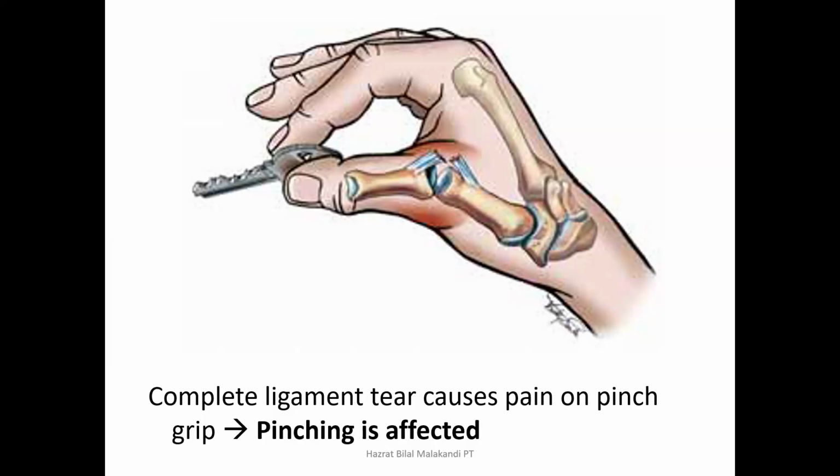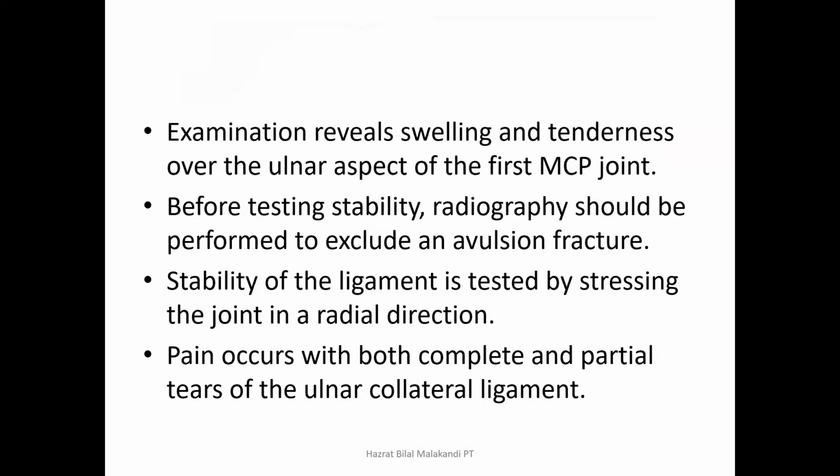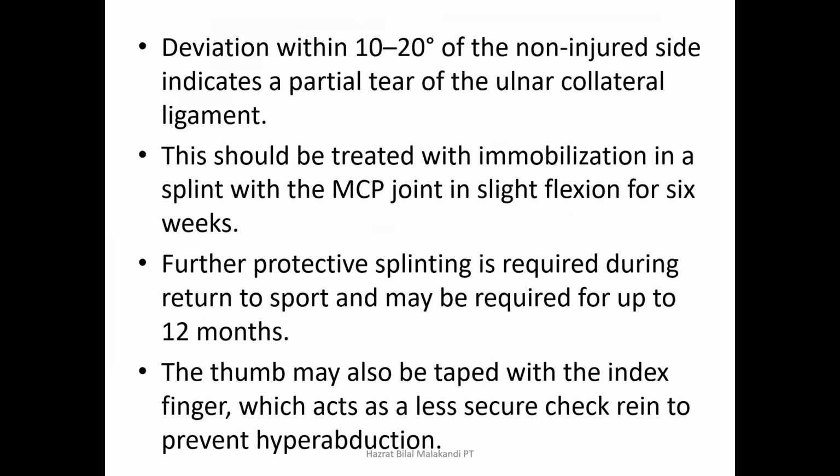So just to reduce stress on this ligament and to give time for healing, the thumb should be kept in the MCP joint flexion position, and that is for just 1.5 months, and that will lead to the treatment and healing of this MCP joint sprain of the ulnar collateral ligament.